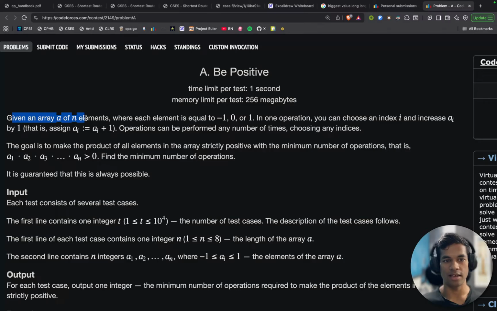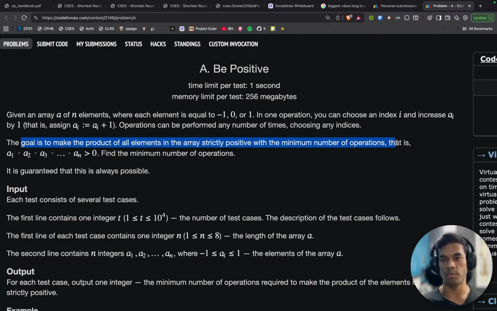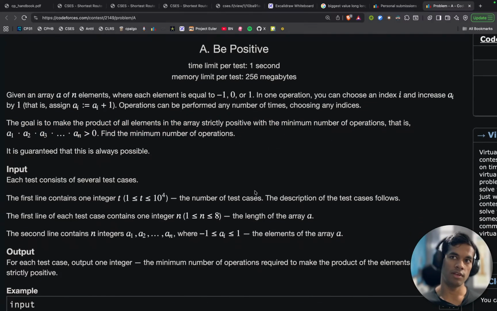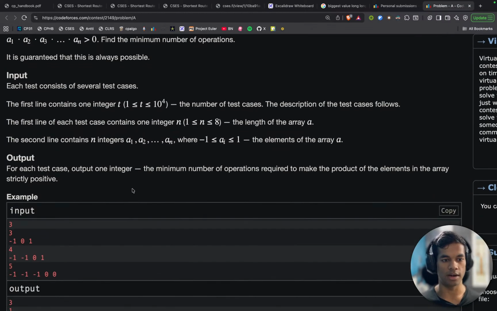Given an array A of n elements, where each element is equal to minus 1, 0, or 1, in one operation you can choose an index I and increase AI by 1. That is assign. This operation can be performed any number of times choosing any indices. The goal is to make the product of all the elements in the array strictly positive with the minimum number of operations. So we will see how many zeros there are, add the number of zeros to the answer, and the number of minus ones, add that to the answer. That would be our answer.